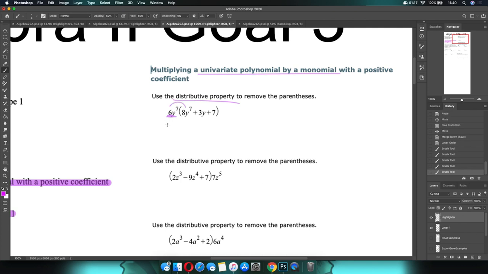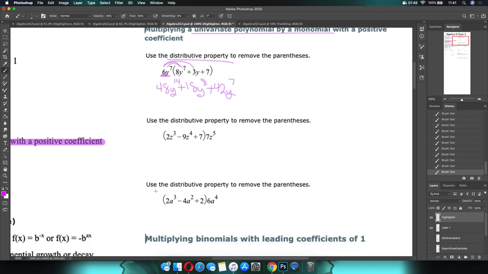So 6 times 8 is 48, and we've just spent the entire chapter learning what's y to the 7th times y to the 7th. That's y to the 7 plus 7, which is 14. Next, 6 times 3 is 18. Y to the 7th times y to the 1st is y to the 7 plus 1, which is 8. And then 6 times 7 is 42. Y to the 7th times nothing. Oh, good. So we just copy and paste it right there. And that's all they're really asking you to do in this topic.